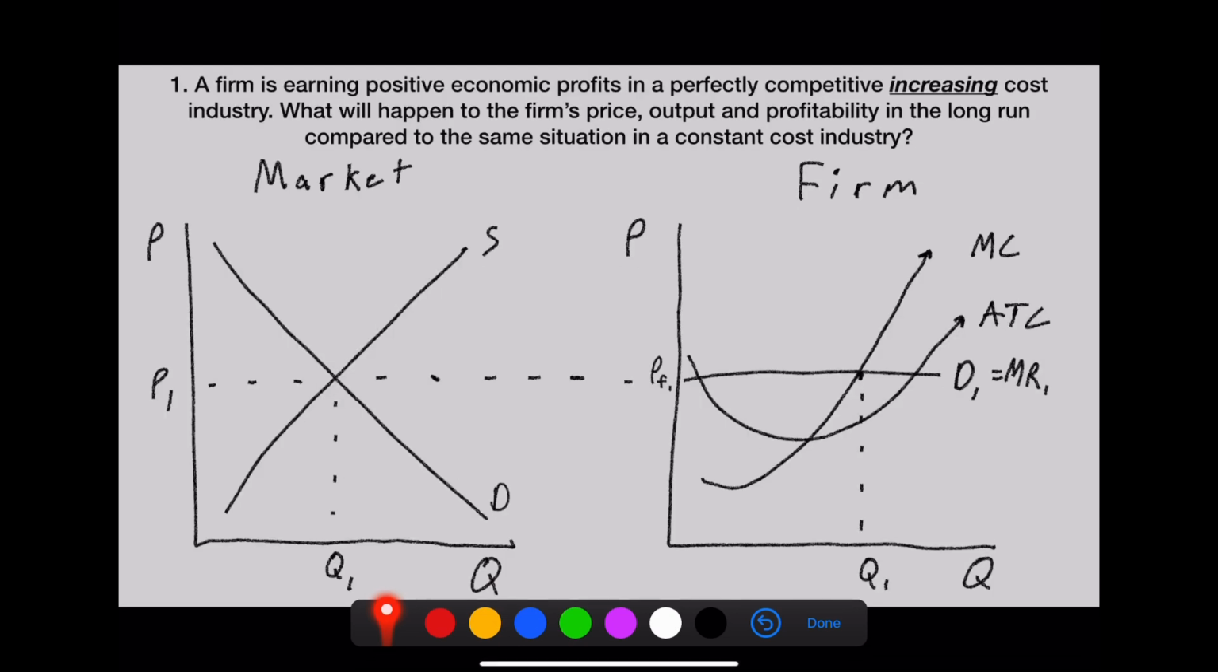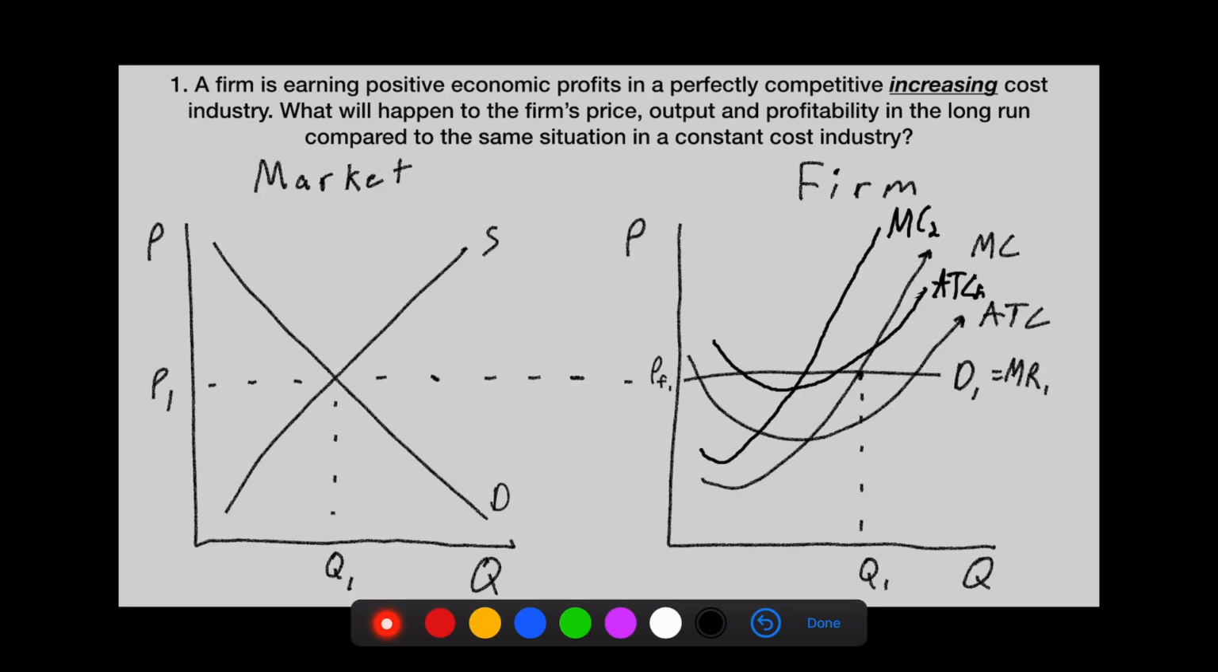So what makes this hard is that it is an increasing cost industry. When firms are attracted to this profit here, you're going to see supply shift outwards. But unlike a constant cost industry, these increasing cost industries mean there's more competition for resources, which drives up the marginal cost and average total cost for firms in the industry. That's very different from a constant cost industry.